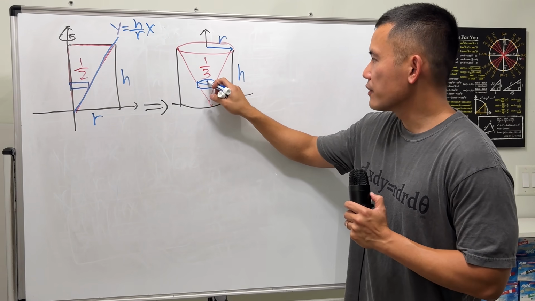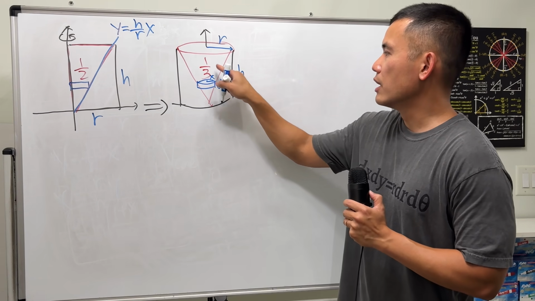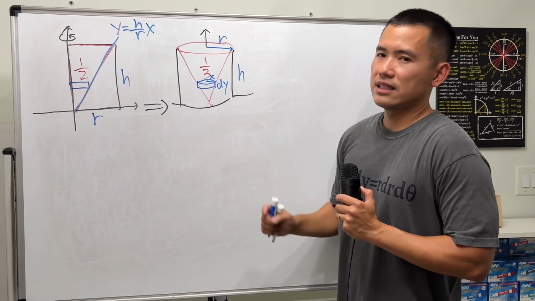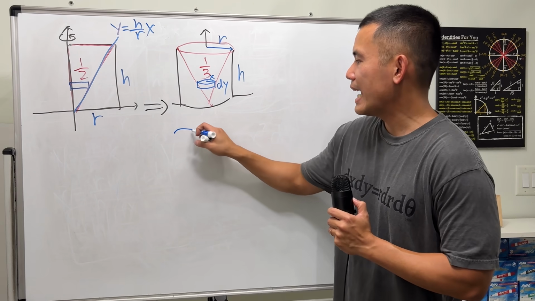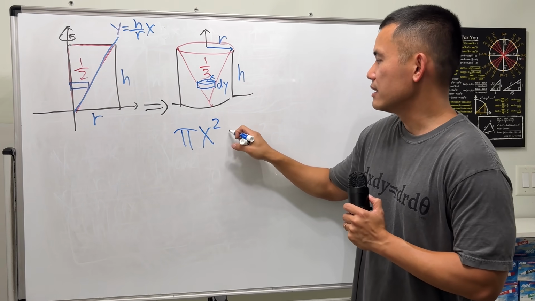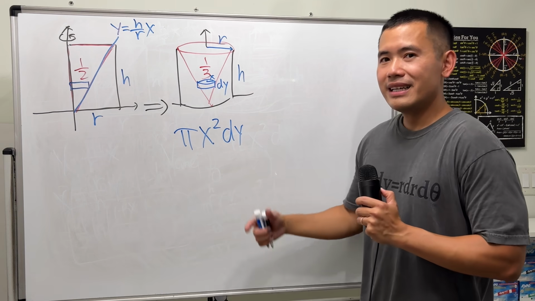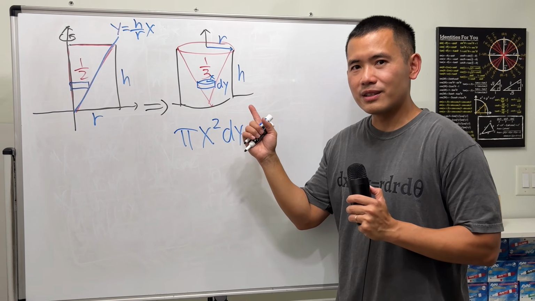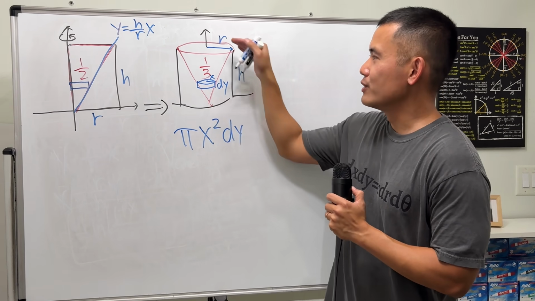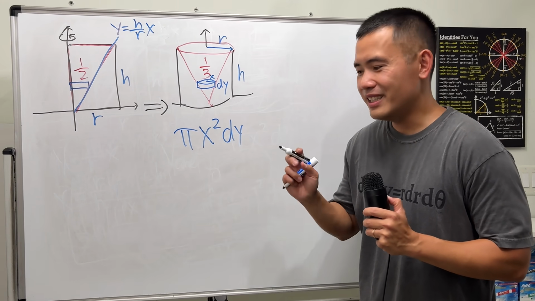And the radius of the disk is just the horizontal distance. It's x and changes, so keep it as x. Now, for the blue disk, it has the volume pi times the radius, which is x, square that, and times the thickness. So it's dy. Okay, this right here is just one disk though. We want to add up all such disks from the very bottom to the very top. And we'll use the super version of addition, which is the integral.